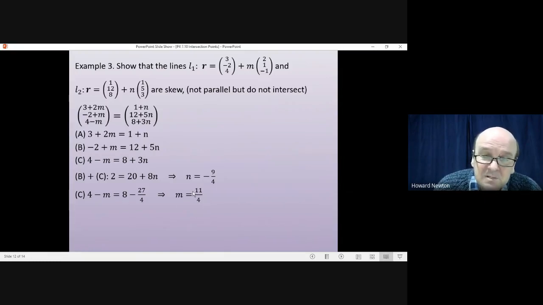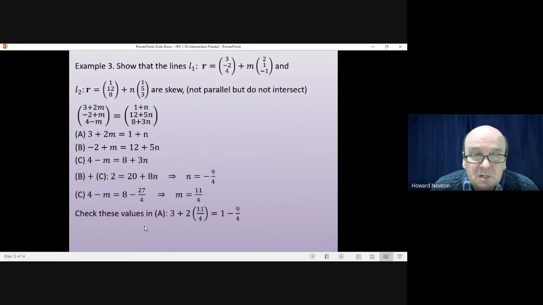So I've worked out values of m and n from equations b and c. If those work in equation a, then yes, the lines do intersect. If those do not work in equation a, then no, the lines do not intersect. So substituting those values into a, I get 3 plus 2 times 11 over 4. And the question is, does that equal 1 minus 9 over 4? Well, the left-hand side simplifies to 17 over 2. The right-hand side simplifies to -5 over 4. And no, 17 over 2 does not equal -5 over 4.